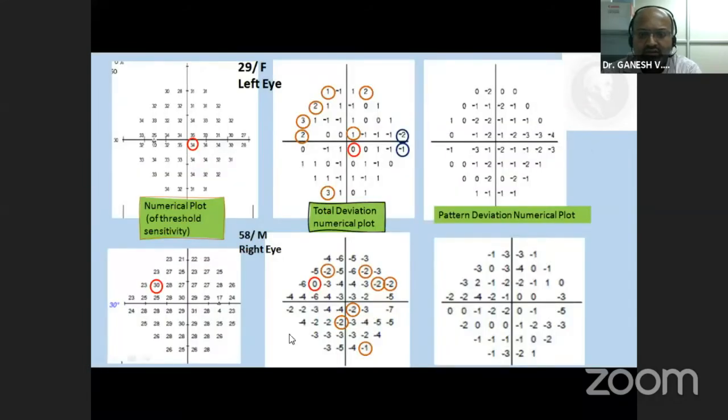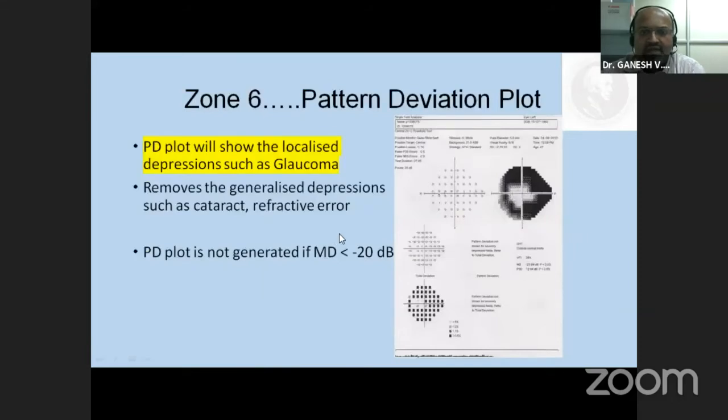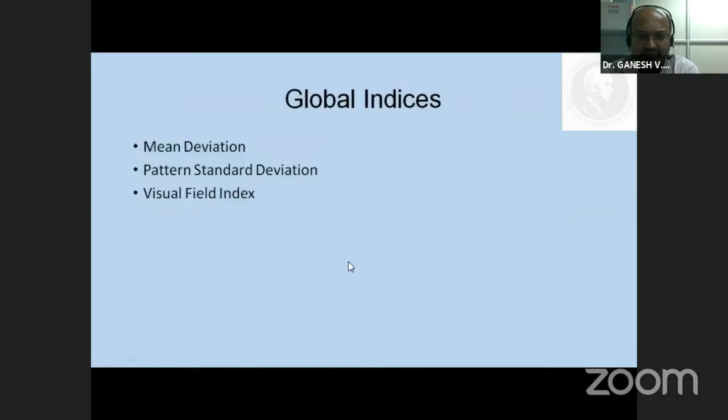So if you look down here, the 7th best point is -2 in the lower field, and that value is subtracted, so -5 minus 2 gives you -3, -6 minus 2 gives you -4. So like that, you get the pattern deviation numerical plot. And the PD plot will show localized depressions such as glaucoma and removes generalized depressions such as cataract and refractive error. The PD plot is not generated if the mean deviation is less than minus 20 decibels.